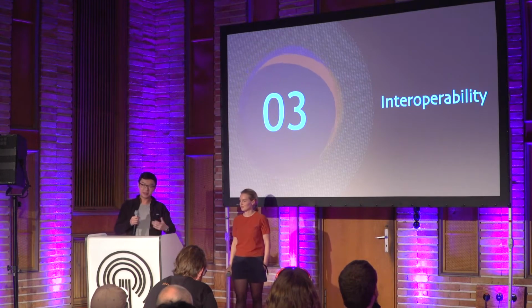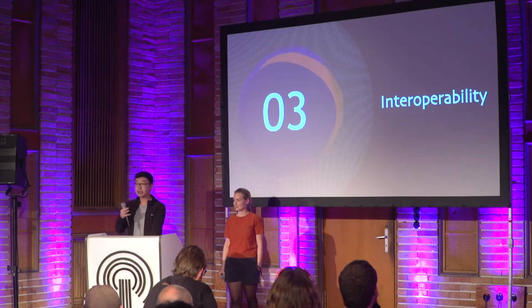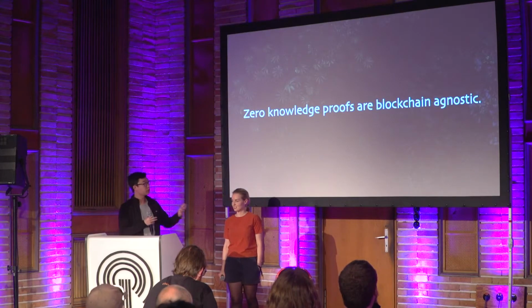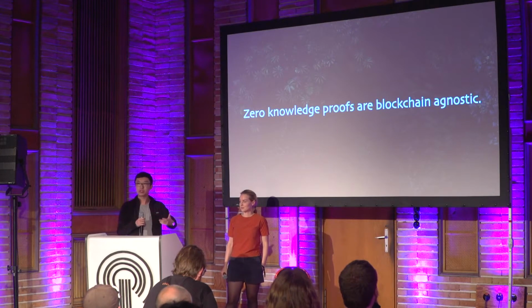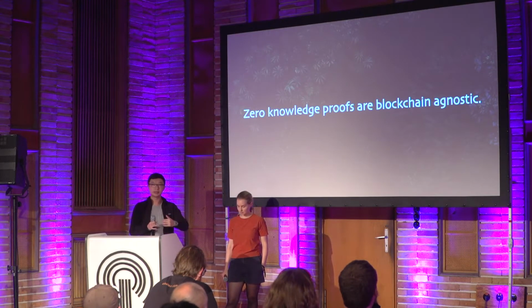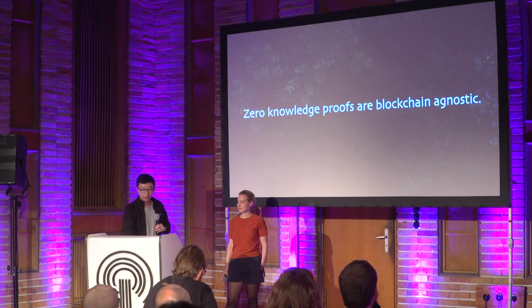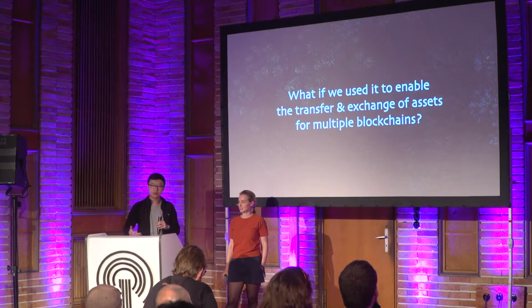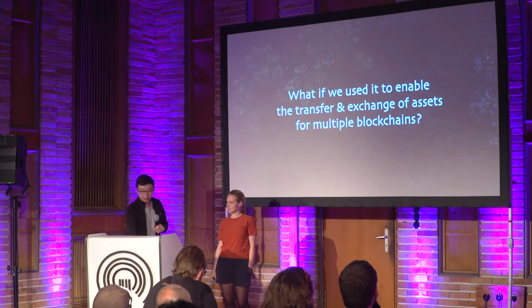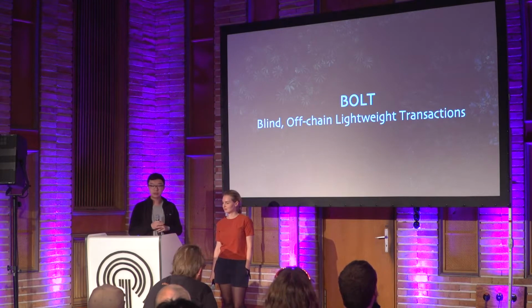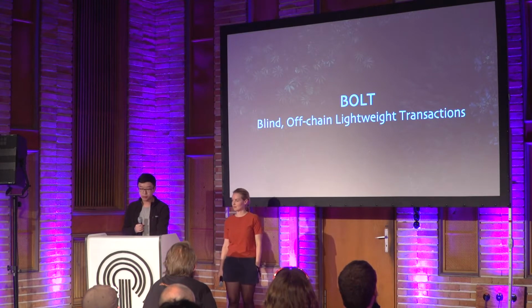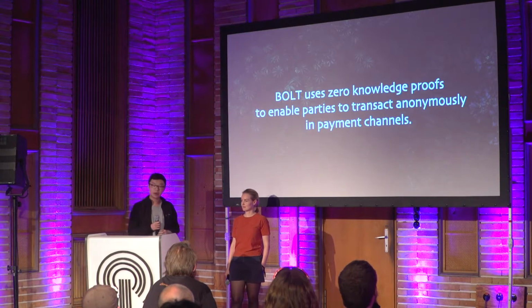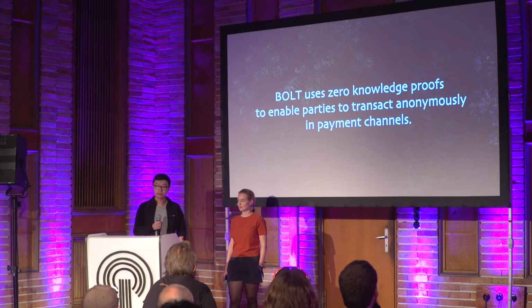So taking this and looking at the context, let's take a step back and just establish that zero-knowledge proofs are blockchain agnostic. Zero-knowledge proofs are not specific to any one blockchain. It is an agnostic idea that is separate from blockchains. And what if we could use this technology itself to enable the transfer and exchange of assets for multiple blockchains? Well, there was a paper that was published called BOLT, and BOLT stands for Blind Off-Chain Lightweight Transactions. And the idea here was to use zero-knowledge proofs to enable parties to transact anonymously in payment channels.